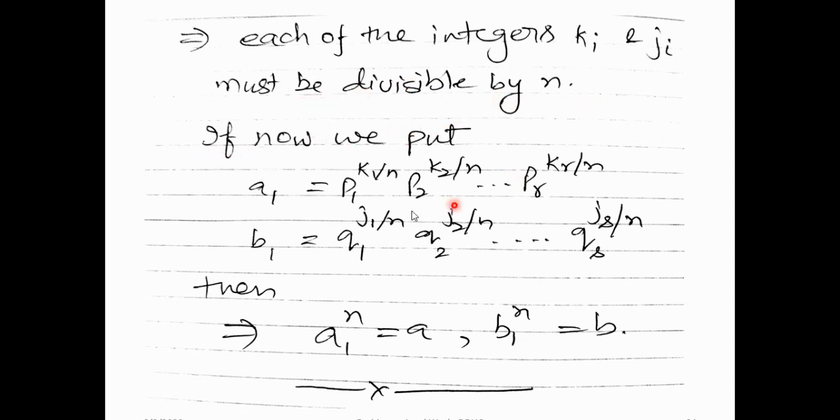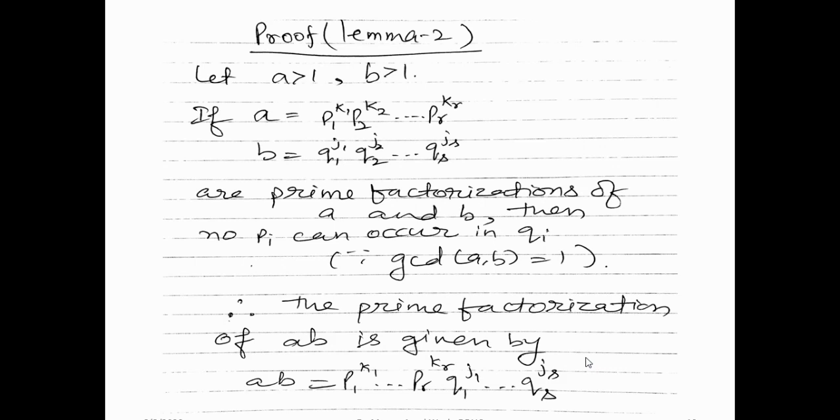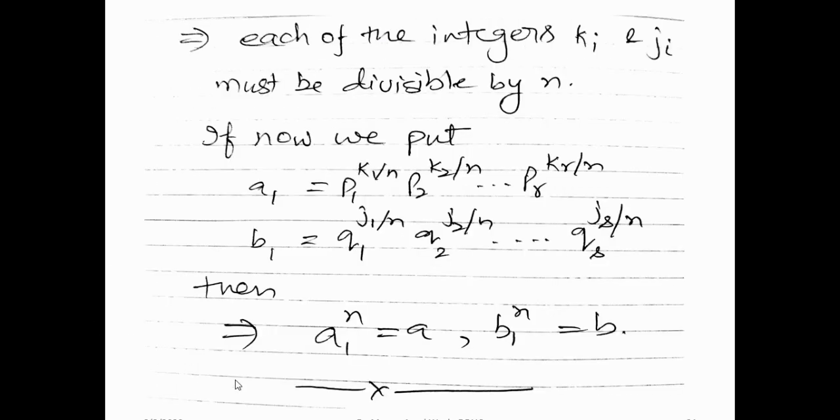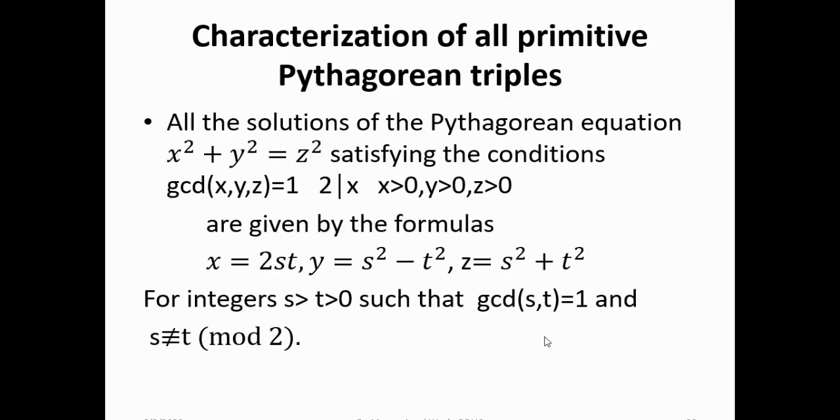So if now we put a1 as p1 to the power k1 upon n, p2 to the power k2 upon n, pr to the power kr upon n, and b1 as q1 to the power j1 upon n, q2 to the power j2 upon n, and so on, qs to the power js upon n. Then we get a1 to the power n is equal to a, and b1 to the power n is equal to b. So we have proved that AB is equal to C to the power n. So we have given values of A and B as A1 to the power n and B1 to the power n. So we have proved this lemma 2 also.